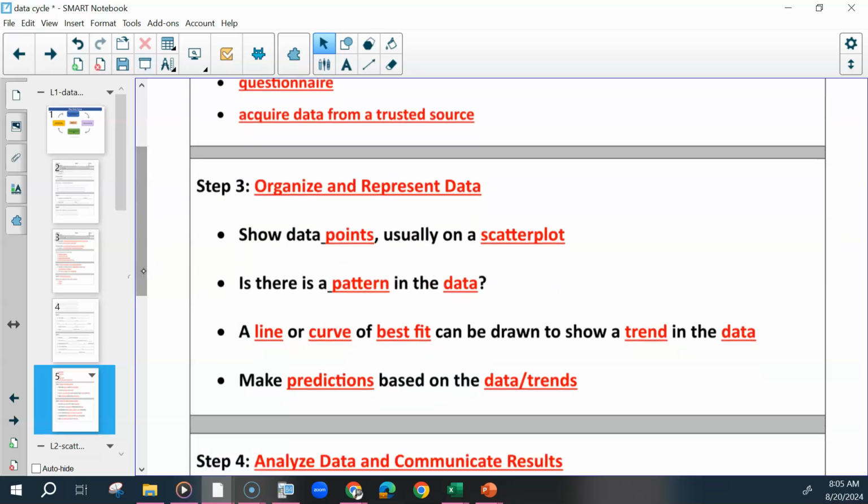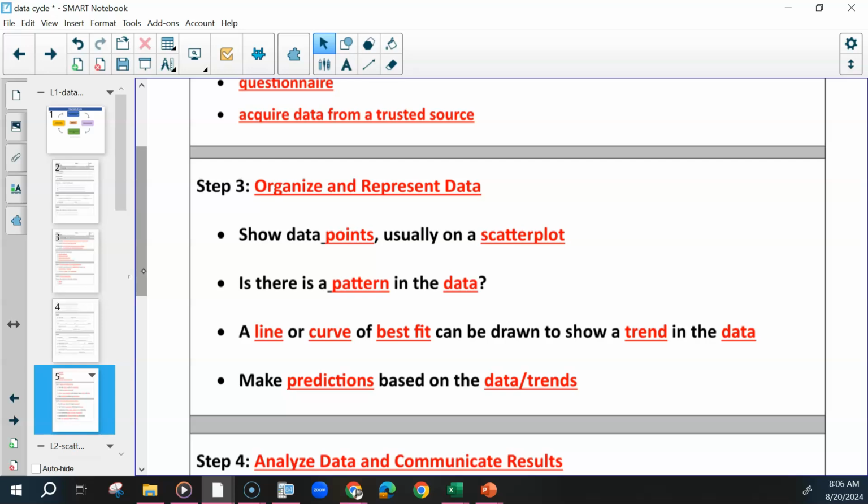Step 3, organize and represent the data. So we want to show all of the data that we either collected or acquired in points. And when we do this, it's usually going to be on a scatter plot. So previously you may have used bar graphs or histograms or line graphs or any of those other things, but we want to focus more on scatter plots. And then we look for patterns in the data. And we'll talk more about some of those patterns here in a bit.